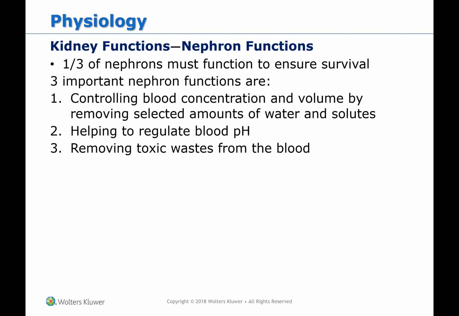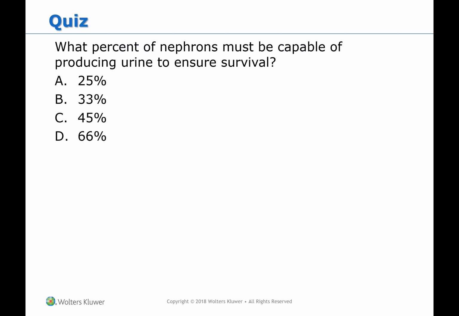So 1/3 of nephrons must function to ensure survival. 1/3 is what you need. Three important nephron functions are controlling blood concentration and volume by removing selected amounts of water and solutes, helping to regulate blood pH levels, and removing toxic waste from the blood. So they have to be perfect, which is amazing. The body is just so amazing. What percentage of nephrons must be capable of producing urine to ensure survival? 33%.